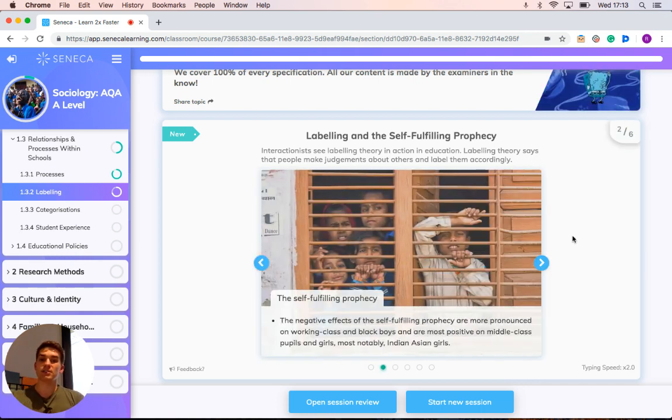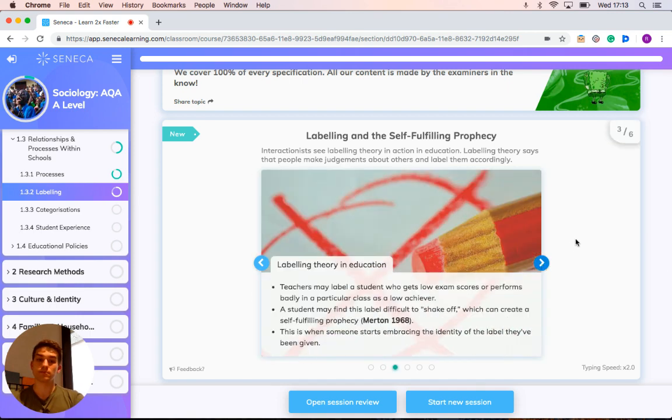Now, the negative effects of the self-fulfilling prophecy are more pronounced on working class and black boys and are most positive on middle class pupils and girls, most noticeably Indian Asian girls. Teachers may label a student who gets low exam scores or performs badly in a particular class as a low achiever. A student may find this label difficult to shake off, which can then create the self-fulfilling prophecy, which is what Merton said in his study in 1968.